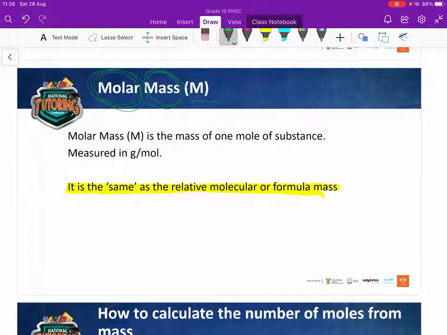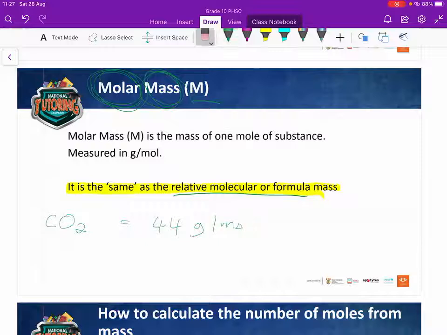It's the mass of 1 mole of substance, and it is the same as the relative molecular or formula mass. As we worked out, the relative molecular mass of carbon dioxide was 44. That is also called the molar mass. Now we're just linking this to the concept that I revised a few slides ago. And now we're going to have a unit, and we're going to say 44 grams per mole, because that's what molar mass is. It's the mass per mole.